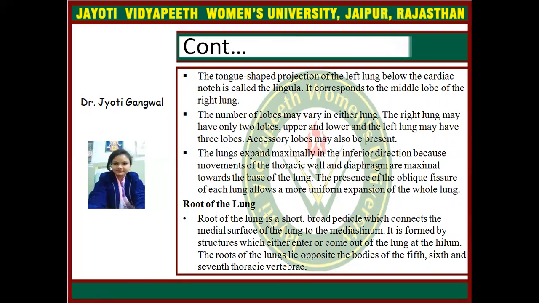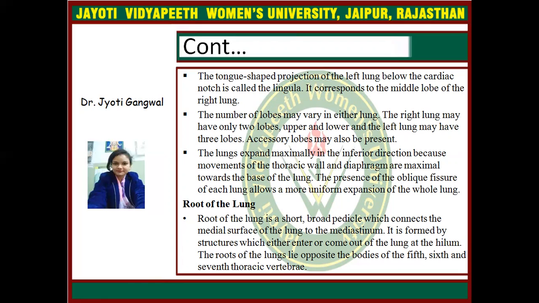The tongue-shaped projection of the left lung below the cardiac notch is called the lingula. It corresponds to the middle lobe of the right lung. The number of lobes may vary in either lung. The right lung may have only two lobes, upper and lower, and the left lung may have three lobes. Accessory lobes may also be present.